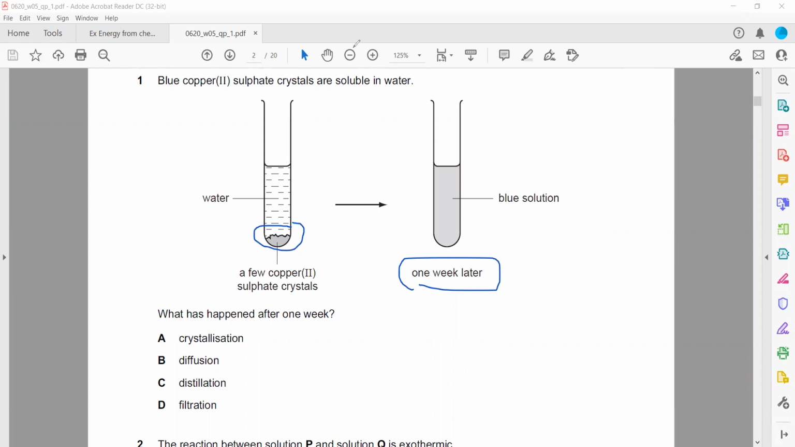So if evaporation does not happen, what happened to the crystal? The crystals dissolve and they diffuse. That's why the whole solution turned blue. In that case, B is the right answer. Is it clear?